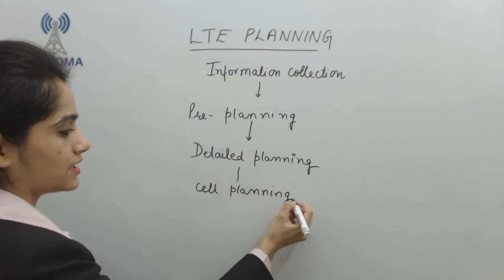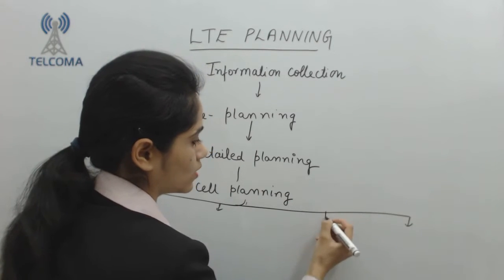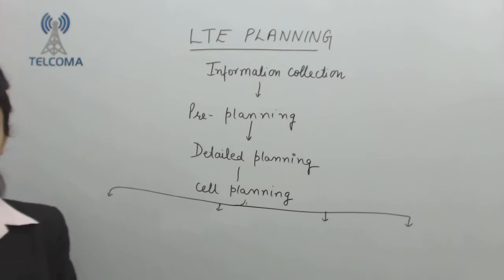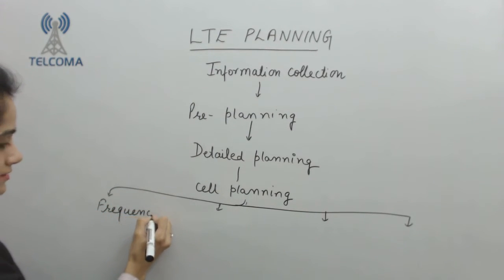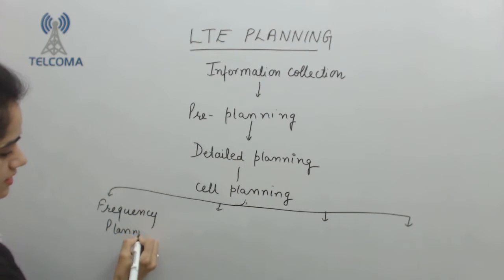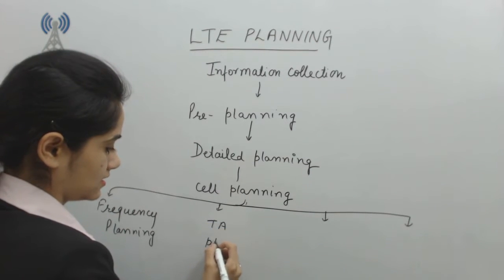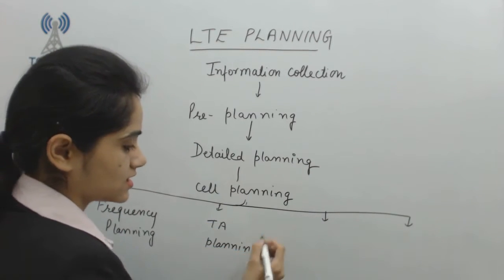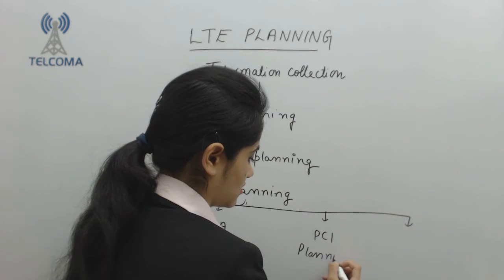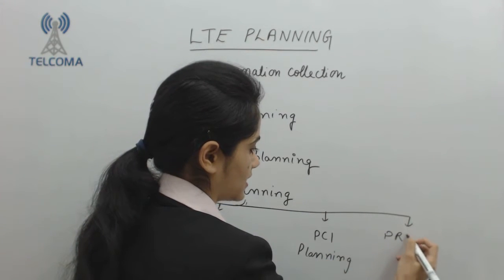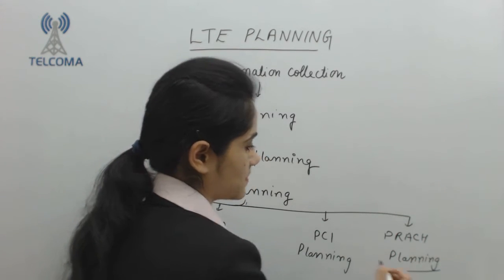Under cell planning, as we are planning a cell, we have to plan all the parameters which are directly related to cell planning. The parameters which are related are frequency planning. After frequency planning, we have TA planning, then we have PCI planning, and we have PRACH planning. So we are required to plan all of these parameters.